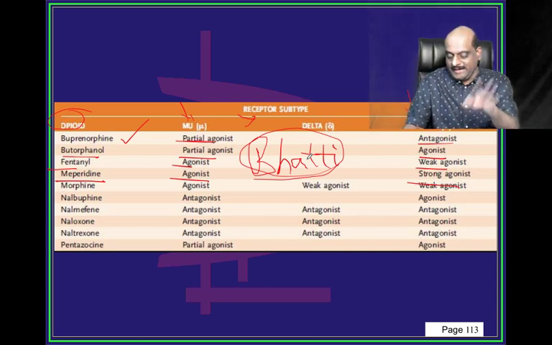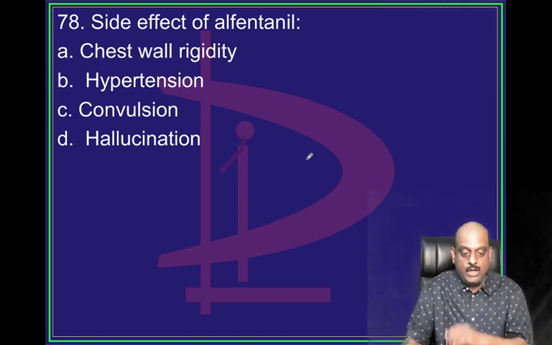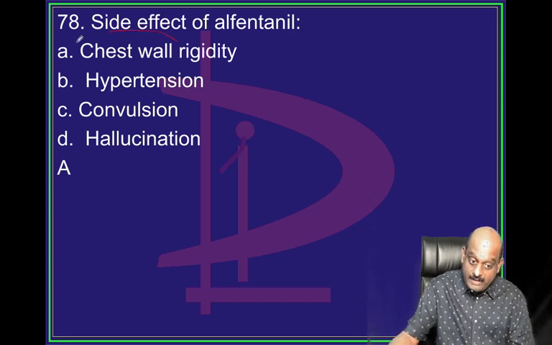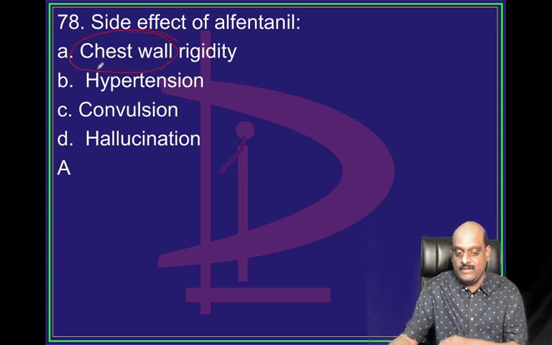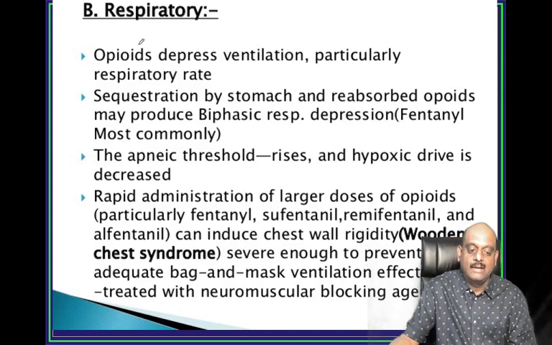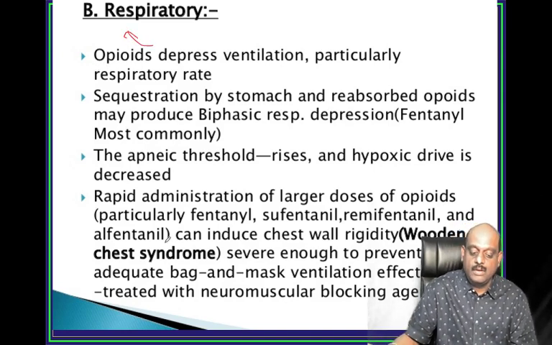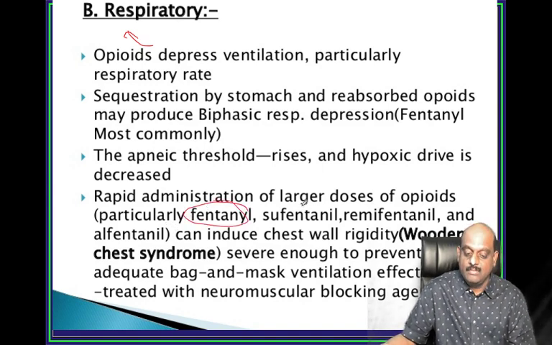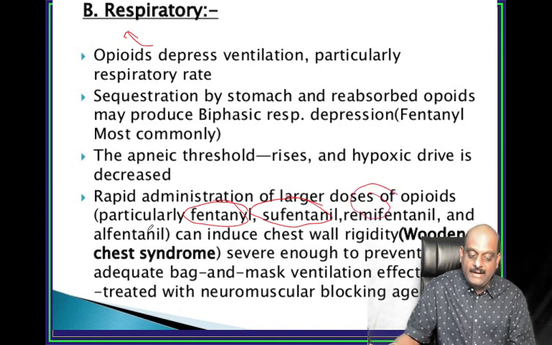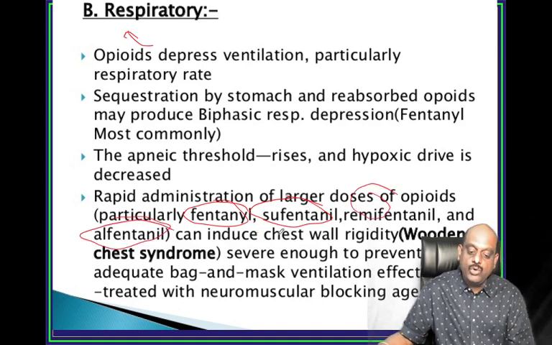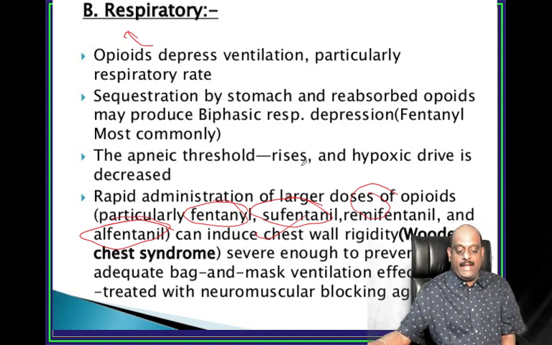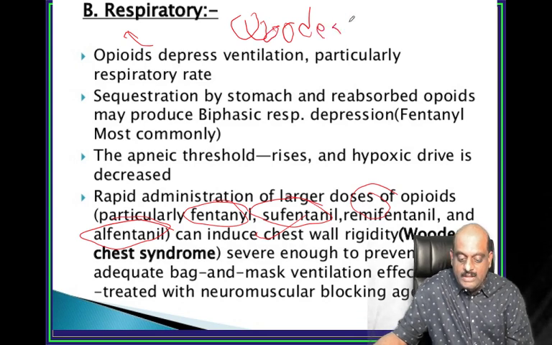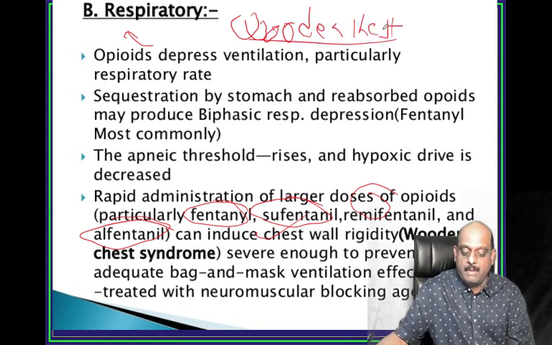I'm not going to read everything. Now doctor, what is the side effect of alfentanil? Alfentanil can lead to chest wall rigidity, is what you need to remember. Fentanyl, sufentanil, remifentanil, alfentanil are all known to lead to chest wall rigidity. This is called wooden chest syndrome. What is that called, doctor? Wooden chest syndrome is what you need to remember.